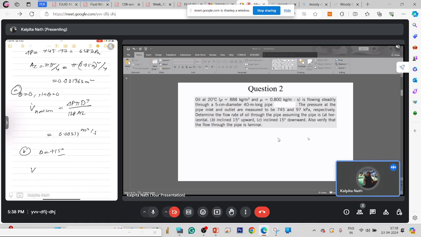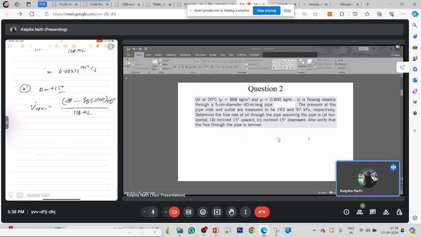So this will be uphill, the volumetric flow rate uphill will be delta P minus rho G L sine theta times pi d to the power 4 by 128 mu L. So this will be 0.00267 meter cube per second.